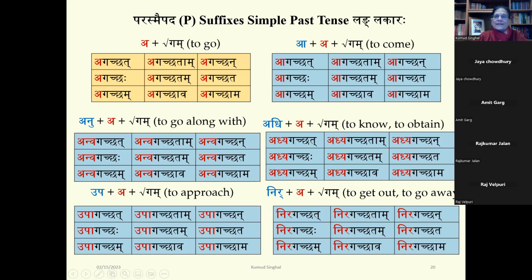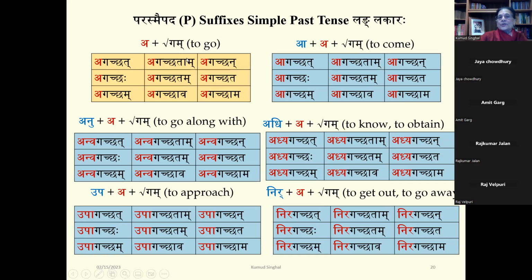Okay, so let's look at some more conjugations. I'll take the root gam, which means to go. You see the a prefixes, and then you add all those nine Parasmaipada suffixes for the past tense Parasmaipadi. So you have agachat, he or she or it went.